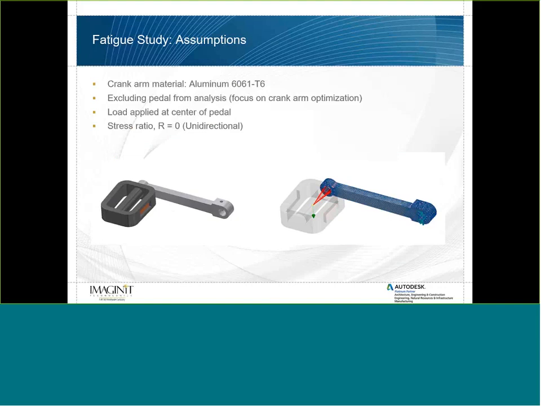So, some basic assumptions that I've made. I built this CAD model of a simple crank arm and pedal. We're going to be doing this with aluminum 6061-T6, a pretty basic aluminum that is typically used for these types of designs. Obviously, if you have a really expensive bike, this could be a lighter grade aluminum, potentially even some carbon fiber components, but we'll be looking at aluminum.